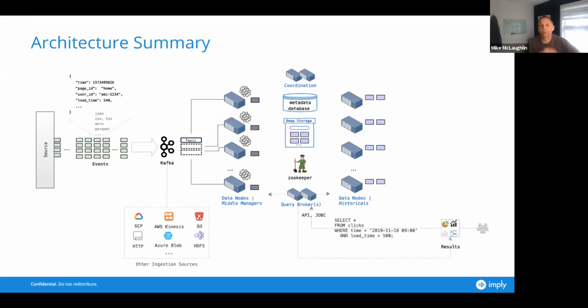Those are what's responsible for ingesting. Again, that's all parallelized if possible. And then the query brokers and historicals all work together with the deep storage that's sitting there for backup. You'll see Zookeeper there. Zookeeper is part of our coordination services. It's a piece of the architecture as well.